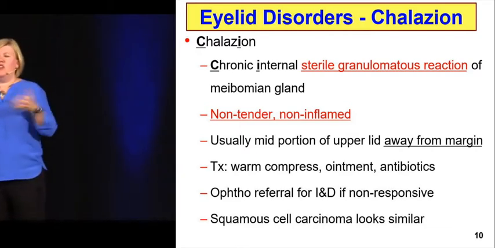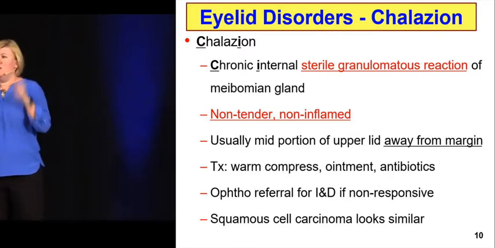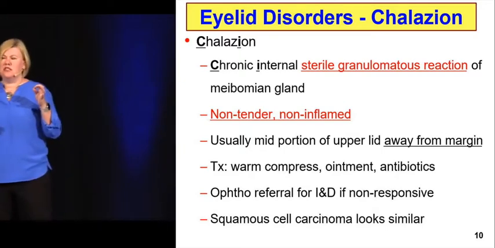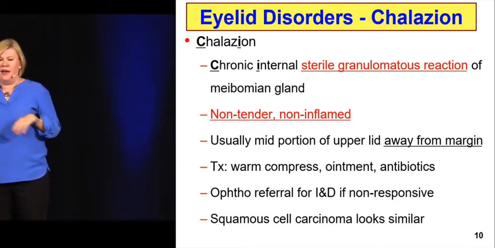So if the story is it's been there a long time, then often these will end up needing a referral, certainly not emergently. Remember that you can get squamous cell cancer of the skin of the eyelid, and sometimes it can look a little similar. So if it looks irregular, that definitely would need a referral for a biopsy.